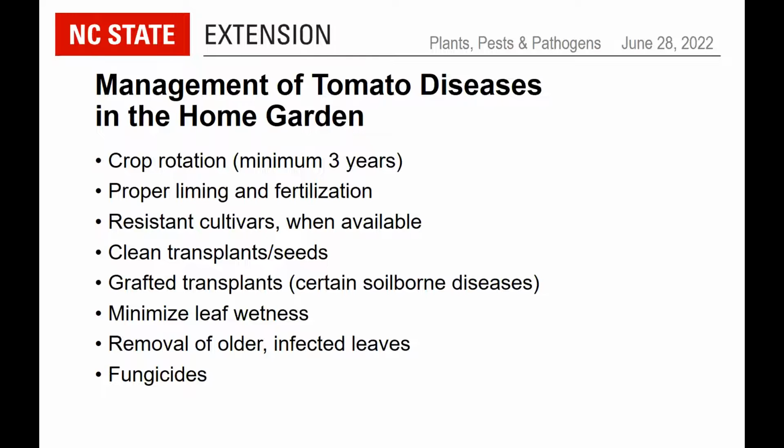using grafted transplants against certain soil-borne diseases, and I'll show a picture of that in a moment, minimizing leaf wetness, so don't especially prolong the overnight leaf wetness period if for some reason they have to be watered in such a way that the foliage is wet. And removing the older infected leaves, that can be a strategy when you've got septoria leaf spot or early blight that might be working its way from the bottom up. And fungicides may be good also for the case of septoria, possibly for early blight. With bacterial spot, if the weather's not conducive, you could try to use some copper-based products, but if the weather is really conducive, once it's present, it's gonna take off and you're gonna have a hard time stopping it.